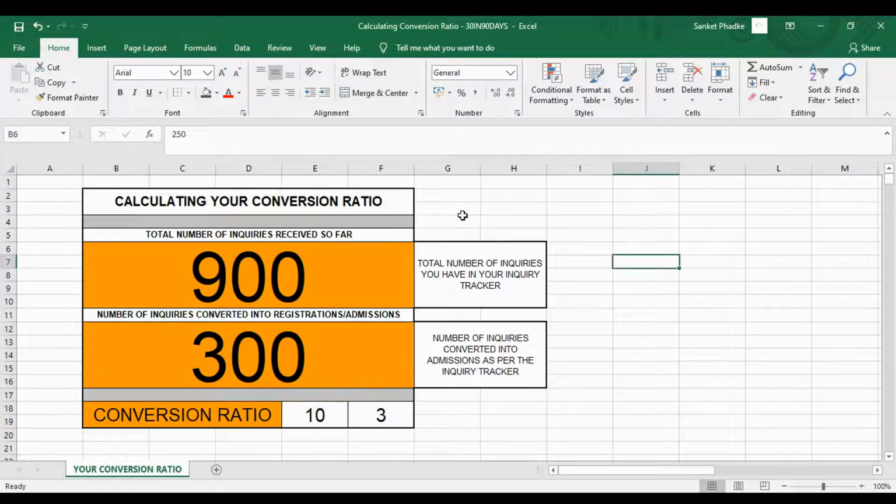Okay, so just download this conversion ratio template and you will be able to calculate your conversion ratio. But for that, you will have to have your inquiry tracker completely filled up, okay, and updated. So let me take you back to the online session now.